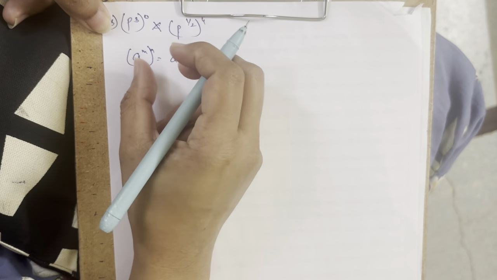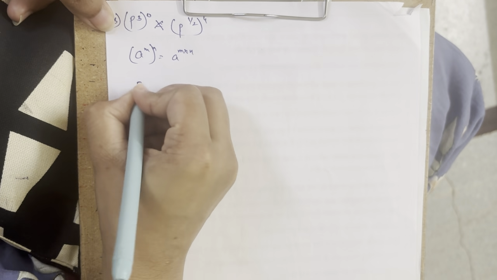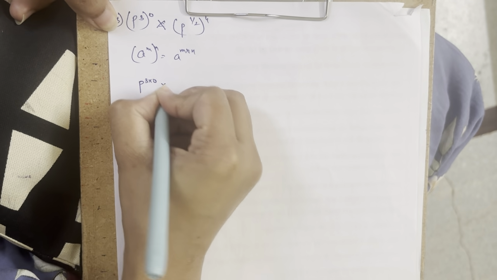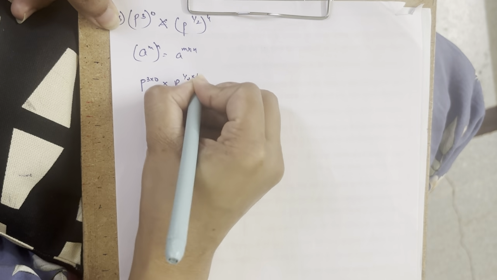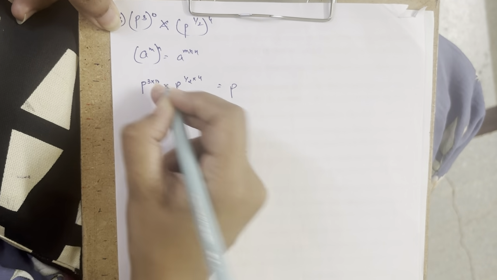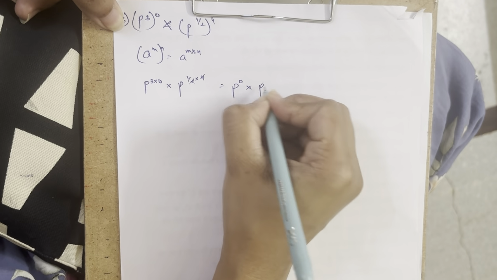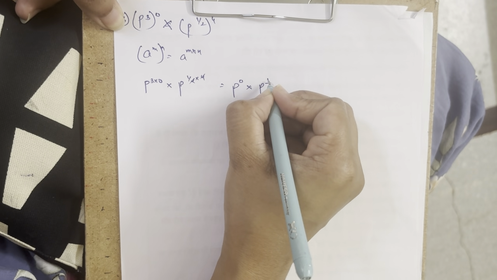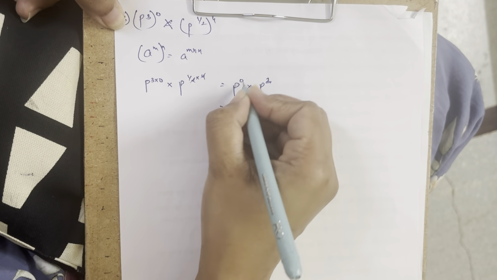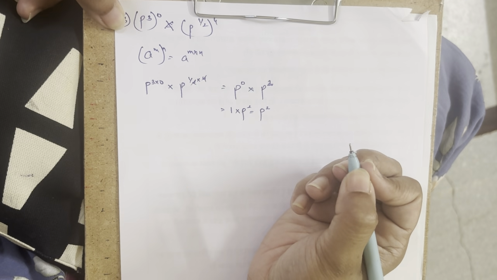Okay, so again we are going to write down the formula here. P to the power 3 into 0 into p to the power 1 by 2 into 4. So anything to the power 0 is 1 itself, and this gets cancelled. I'm left with p to the power 1 by p to the power 2. So this becomes 1 into p to the power 2. So ultimately p square is the answer for this one.